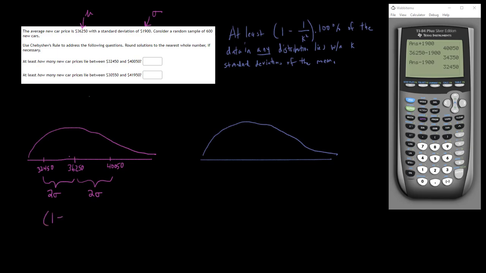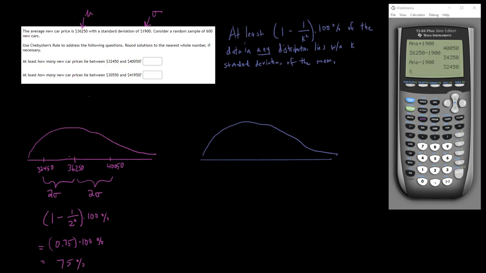So 1 minus 1 over 2 squared times 100%. Now, we all know that 2 squared is 4. So this fraction is 1/4. 1 minus 1/4 is 3/4, which is 0.75. So I have 0.75 times 100%, which, moving the decimal place twice, that's 75%. Now, that's usually where a Chebychev's theorem basic application leaves off.